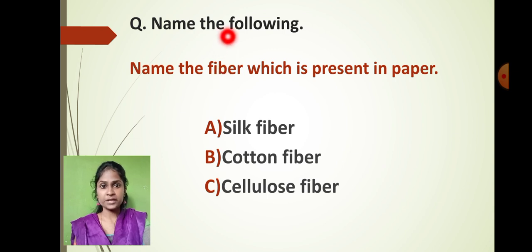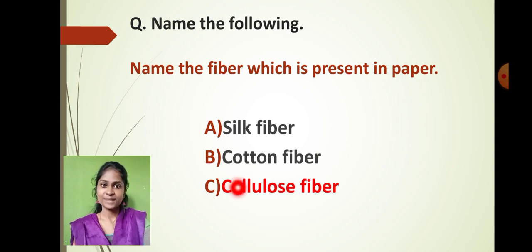So name the following is going to be there. So for example, suppose if I ask you, name the fiber which is present in the paper. So you will get the 3 options like this: silk fiber, cotton fiber, and cellulose fiber. So student, what you feel, which fiber will be present in the paper? Silk fiber, cotton fiber, or cellulose fiber? In plant, which fiber is present? Cellulose fiber is present, right? So which option is right among the 3? So cellulose fiber is the right option. So if you feel that among A, B, C, the C option is right, then you will click on the C option.